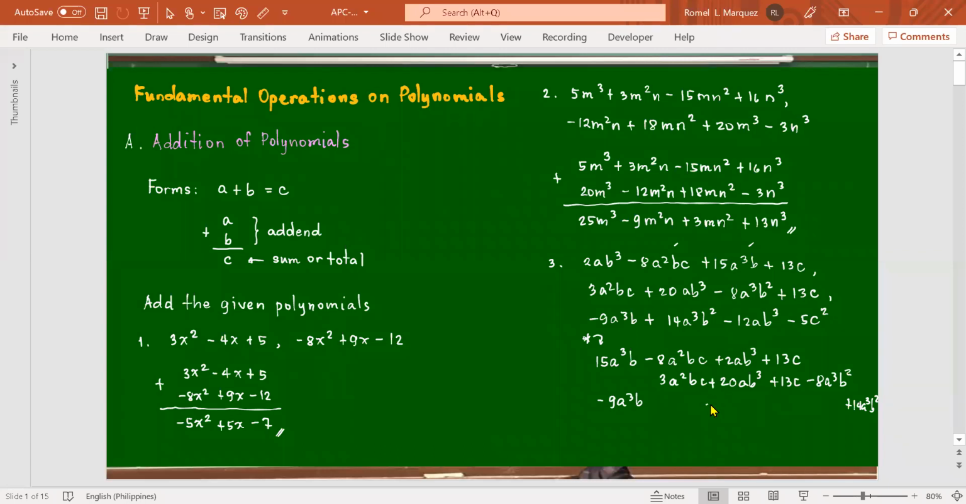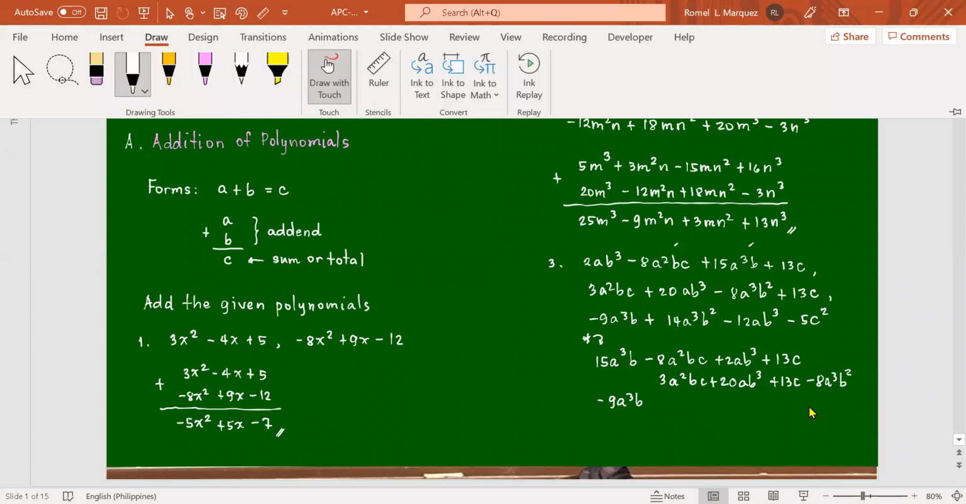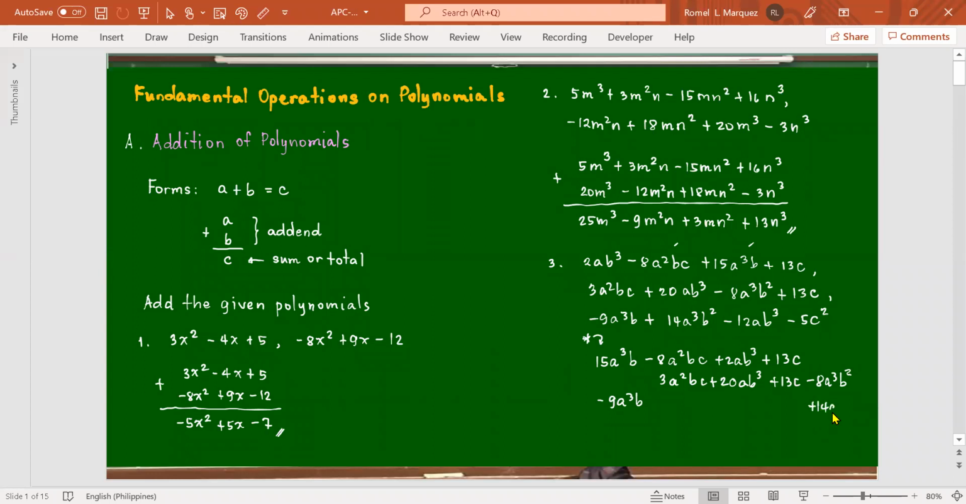Plus, no? Sir, a cubed b squared. Meron ba? 14a cubed b squared po ito. Sinusulat ko rito, plus 14a. Nasaan yung 14a cubed? Nasulat ko na, no? Sir, meron. Meron tayong similar terms, no? So it's here, plus 14a cubed b squared. Negative 12a, dito, no? Negative 12ab cubed.